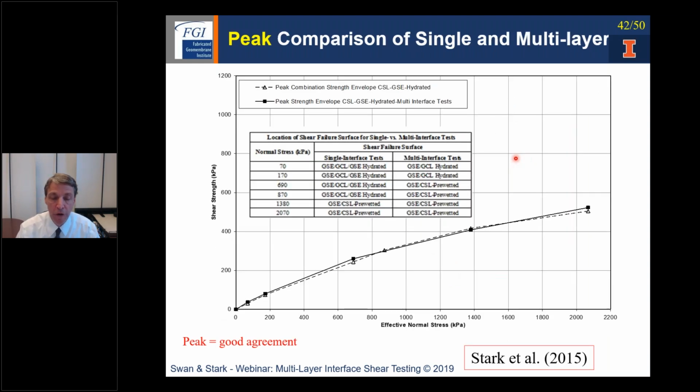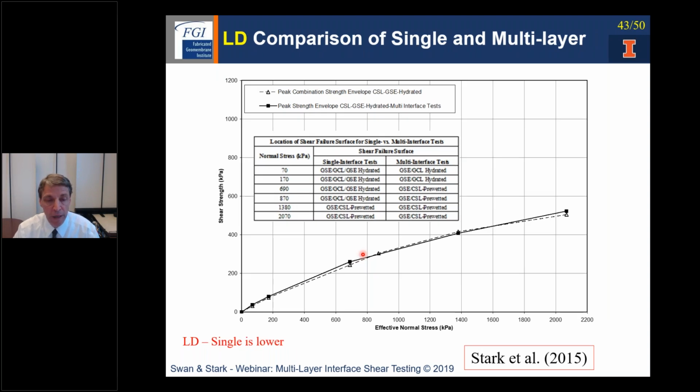Here's one more quick comparison. This is peak strength from a bottom liner system. Good agreement. The dashed line is single interface right there, and the solid line is multi-interface peak. And here are the large displacements, and excellent agreement there. Okay.